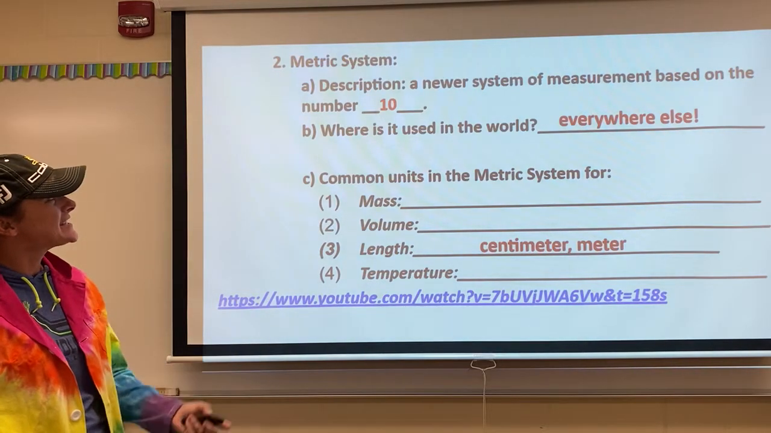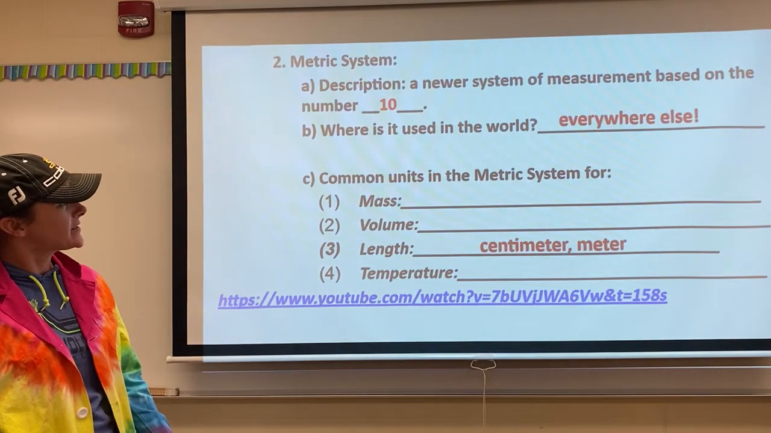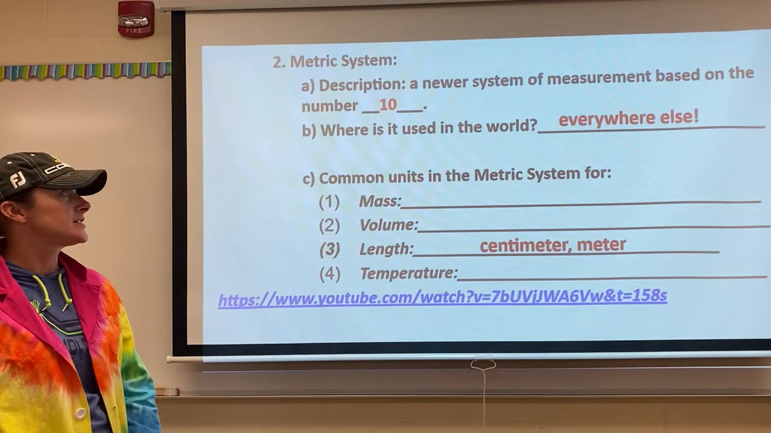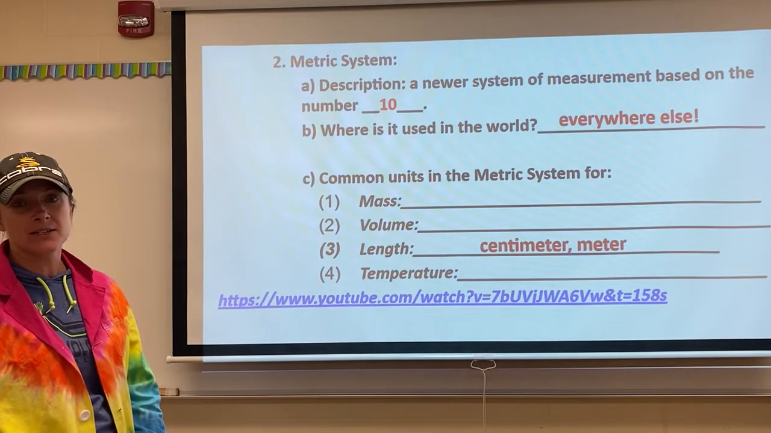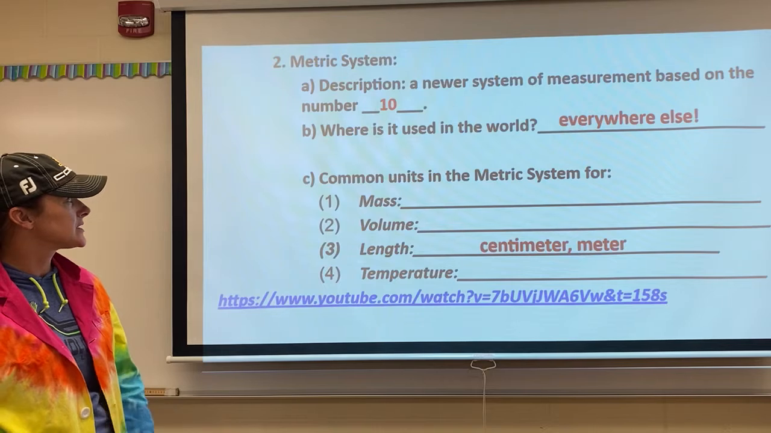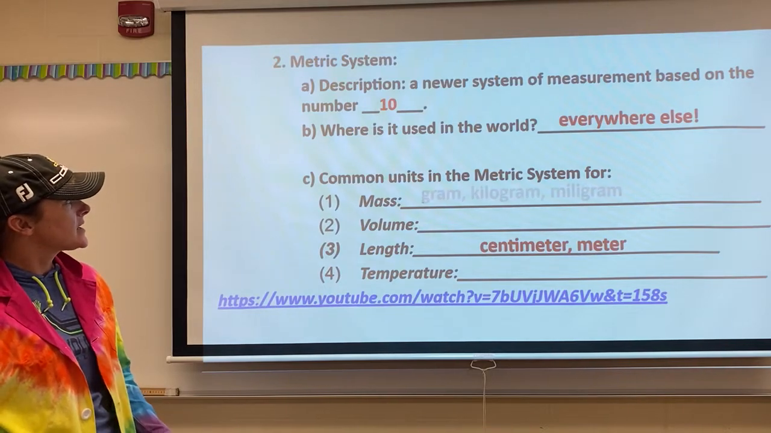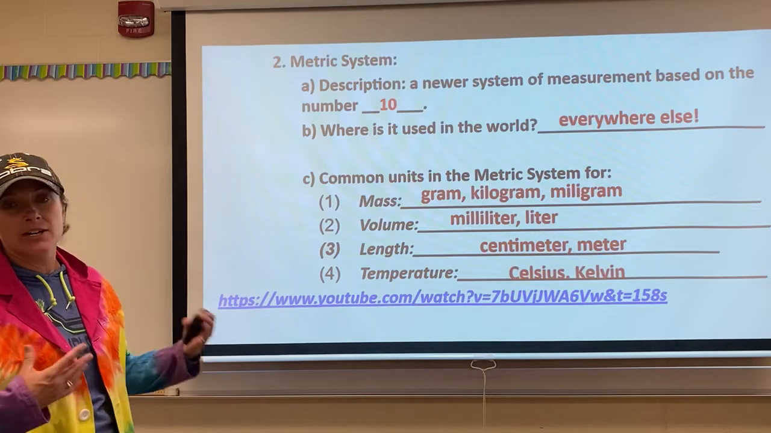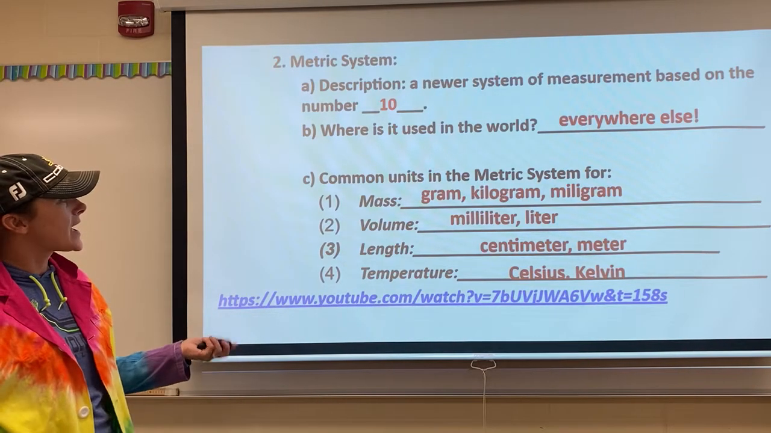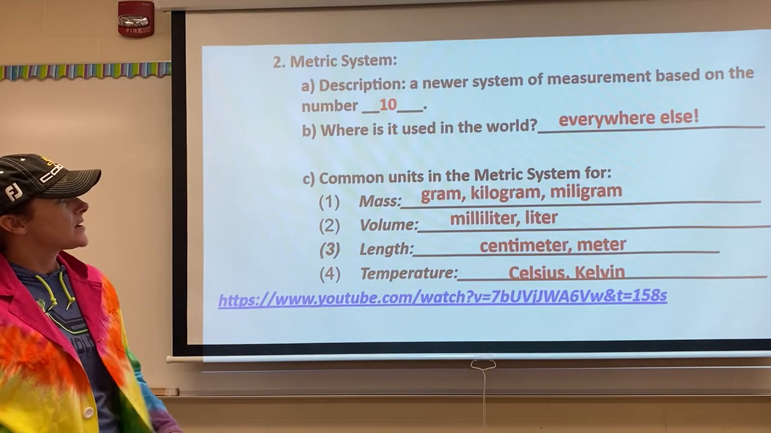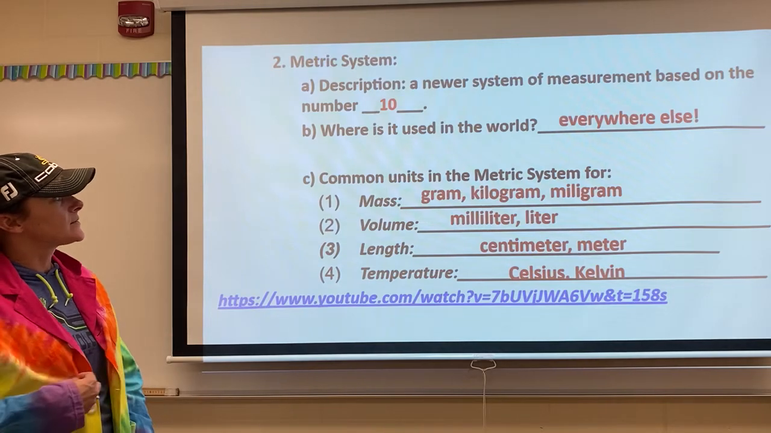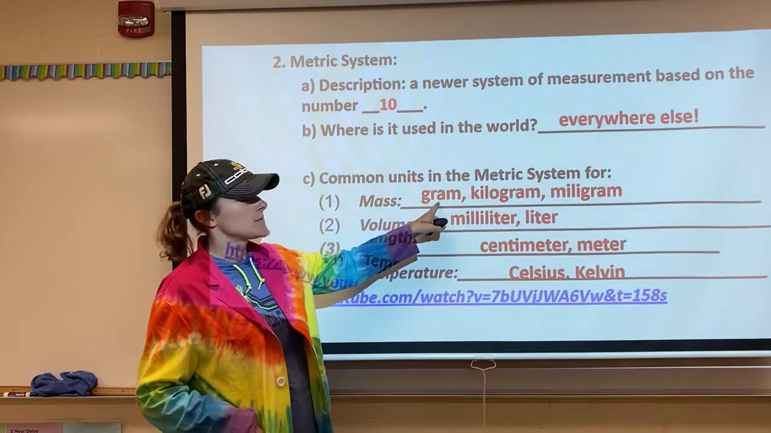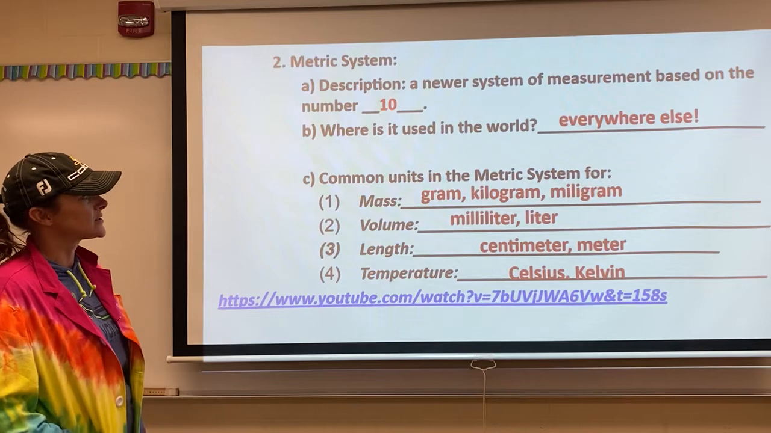But with the metric system, it's based on the number 10. Literally everybody else in the world uses it because it is so easy. Americans were just a little stubborn. And this will be the stuff we're trying to get you used to. So for mass, we're going to be using units like grams, kilograms, and milligrams, and we'll probably use grams the most. Honestly, that's what our scales measure in.